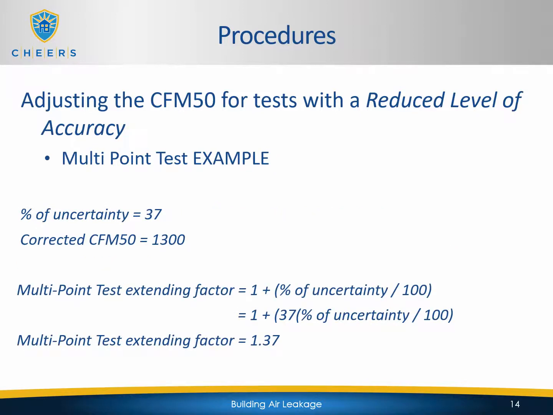For the multi-point test example, we have the percentage of uncertainty, which is 37, and the corrected CFM50, which is 1300 again. So to figure out the extending factor for this is going to be 1 plus the percentage of uncertainty divided by 100. So 1 plus 37 divided by 100, it's going to be 1.37. Because 37 divided by 100 gives you 0.37, so 1 plus 0.37 equals 1.37. So the multi-point test extending factor in this example is 1.37.